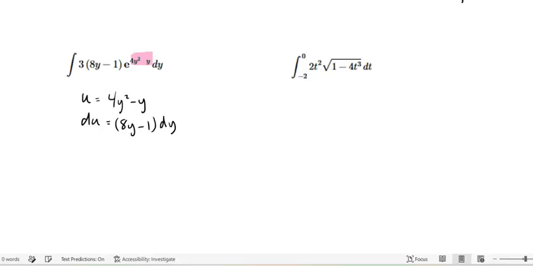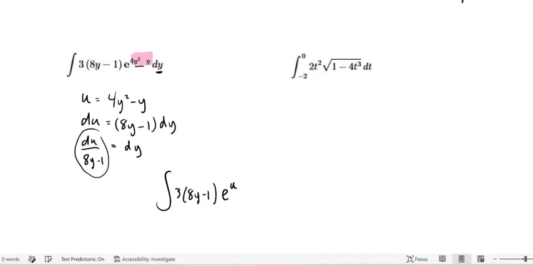And then the way I do these, a couple different ways to do it, is to solve for dy so we can sub it out. And dy would be du over 8y minus 1. And then I do all the substitution. So I got the 3, the 8y minus 1, e to the u. I sub in dy with what it's equal to. And most of the time we get some cancellation. They're set up nicely that our original independent variable would go away.